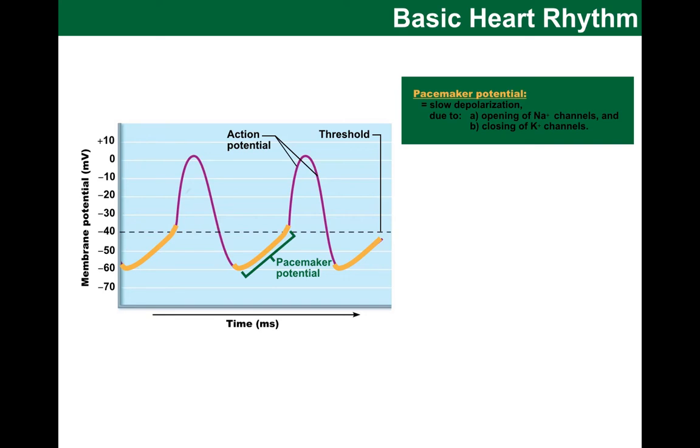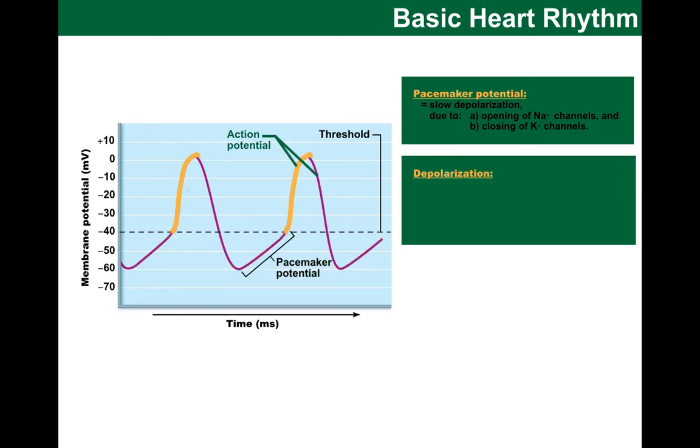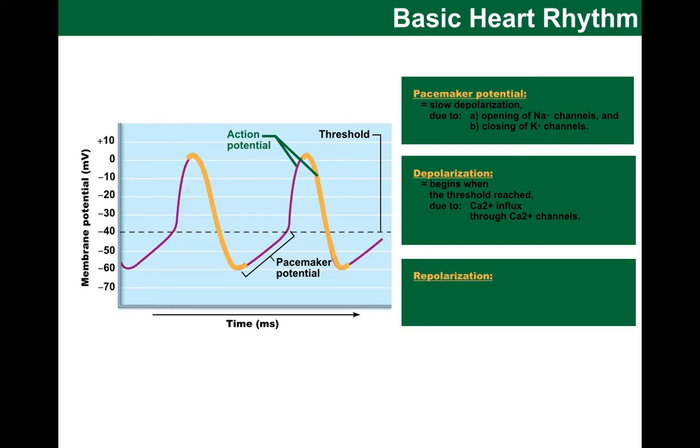Then, we get to the actual action potential. This starts with depolarization, which is highlighted here, and this begins when the pacemaker potential reaches a threshold. And this is due to calcium influx into the cell through the calcium channels. The final stage of our action potential is the repolarization. This is due to calcium channels becoming inactive and potassium channels opening. As a result, there is a potassium ion efflux, which brings the membrane potential back to its most negative voltage.